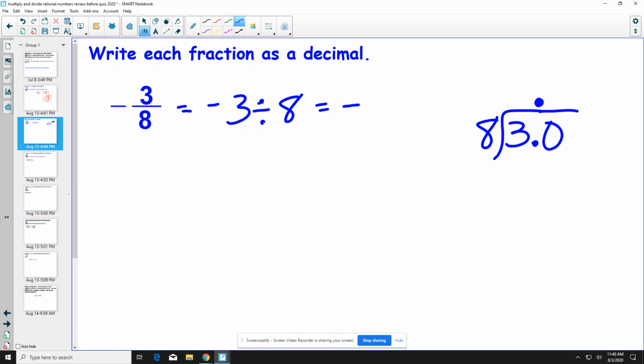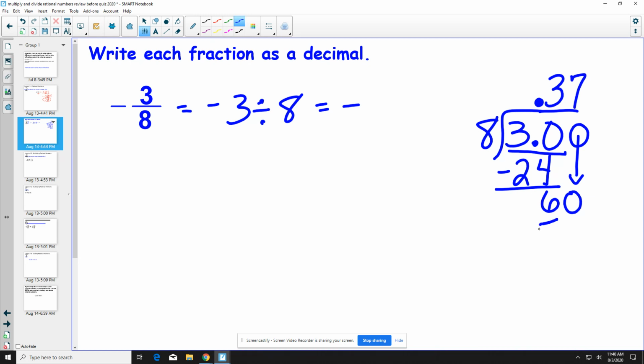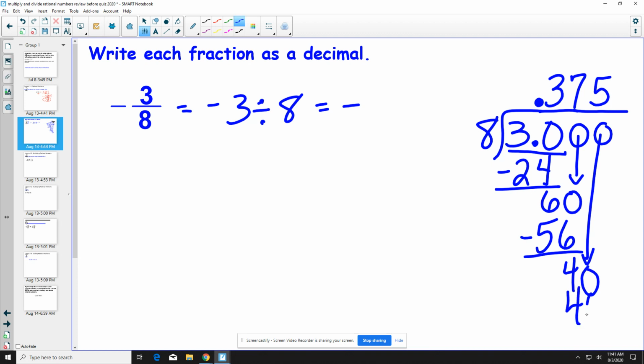8 won't go into 3, but 8 will go into 30 3 times. So 3 times 8 is 24. Subtract, get 6. Check, is 6 less than 8? Yes. So add a 0, bring down a 0, and divide again. Let me see how many 8s go into 60. Let's see, 7 times 8 would be 56. Subtract, get 4. Check, is 4 less than 8? Yes. So add a 0, bring down a 0, then I'm going to divide again. So how many 8s go into 40? 5. 5 times 8 is 40.